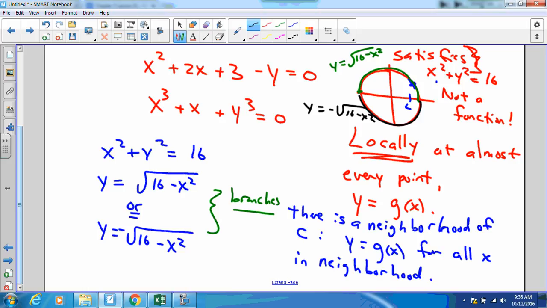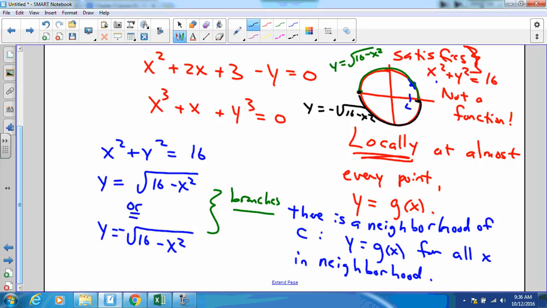What do you think the only two exception points are? Yeah, right on the sides, right here and right here. If I take any neighborhood around x equals -4, I will find that both the top branch and the bottom branch are part of that neighborhood. And when I do a vertical line test, it fails. What is it about -4 and 4 that could have enabled us to predict that?